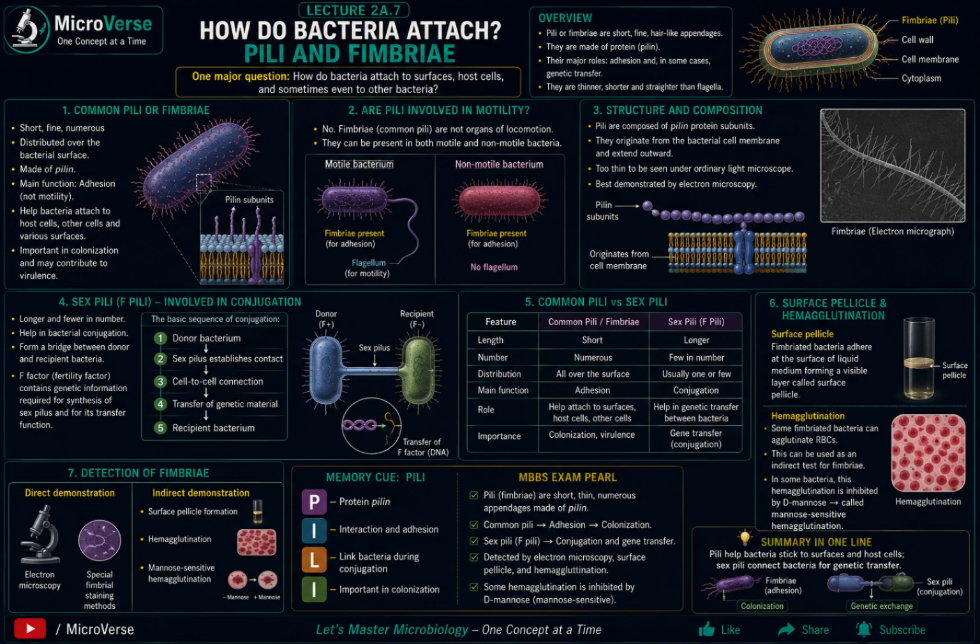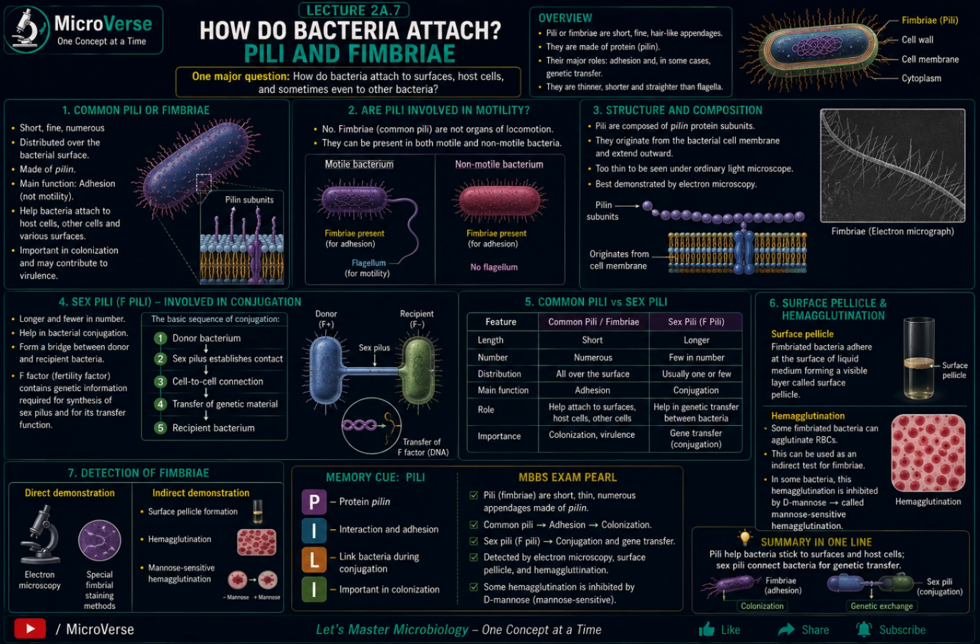But movement alone is not enough. Once a bacteria reaches a suitable surface or a host cell, it often needs to attach firmly. This attachment is important for colonization and in pathogenic bacteria may contribute to virulence. So today's question is, how do bacteria attach? The answer involves another group of bacterial surface appendages, which is pili and fimbriae.